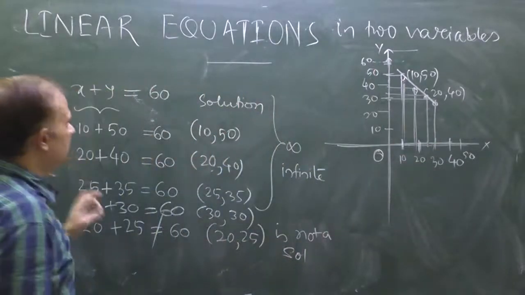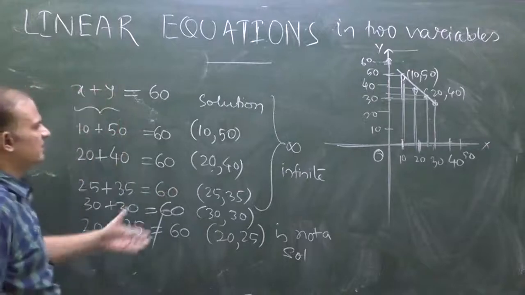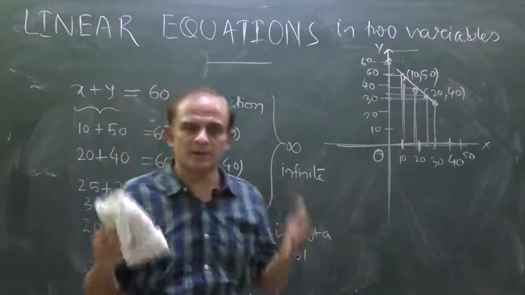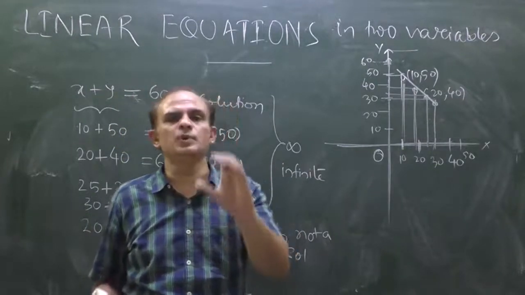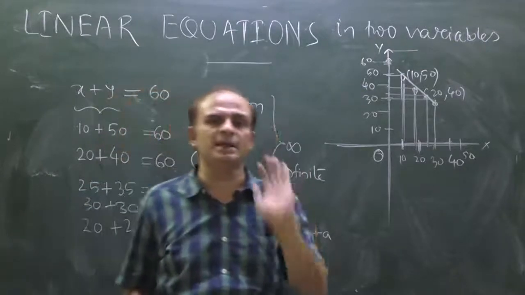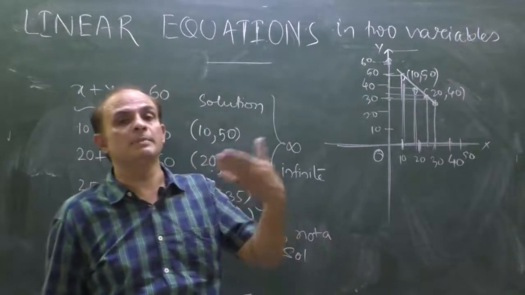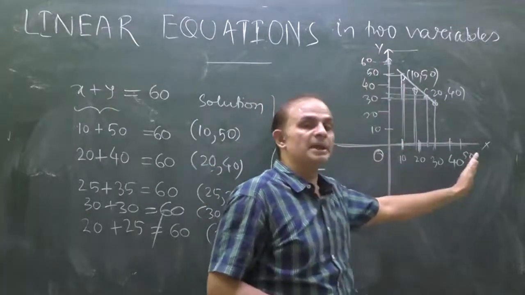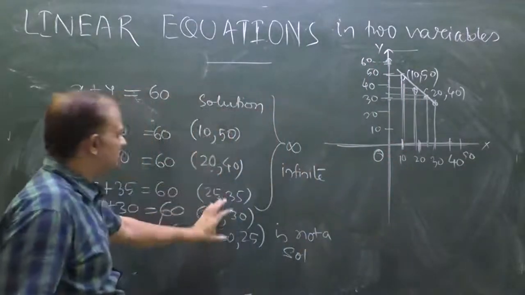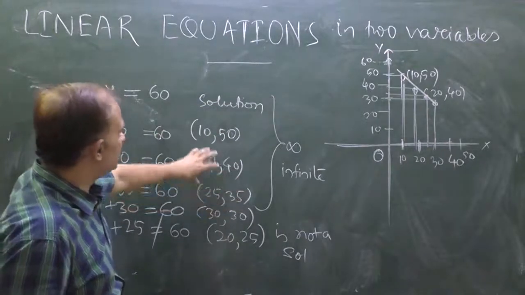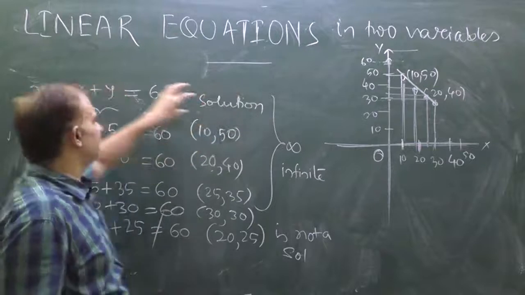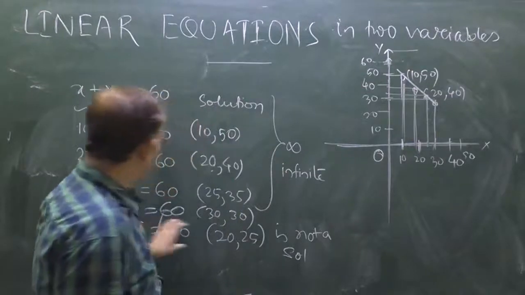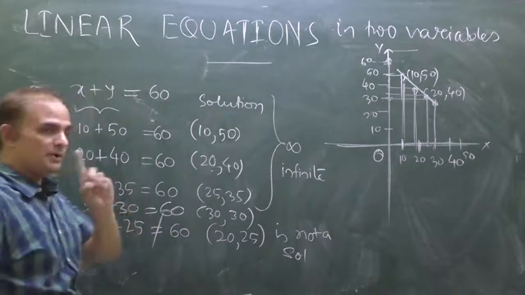Because I did not consider many cases, there may be infinitely many cases, and it is our limit that we can consider a few cases, not all the cases. But we can imagine what all those cases can be. So if you consider all the cases, all such pairs which are solutions of this kind of equation will all lie on a line. And this point 20, 25 will not be lying on the line.